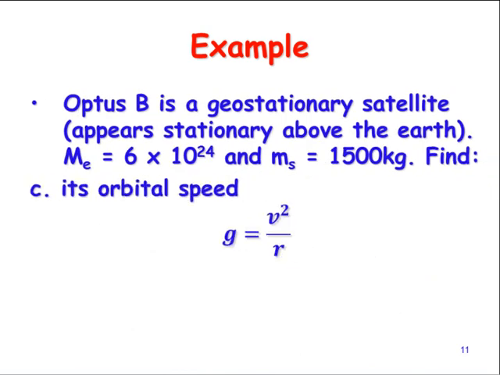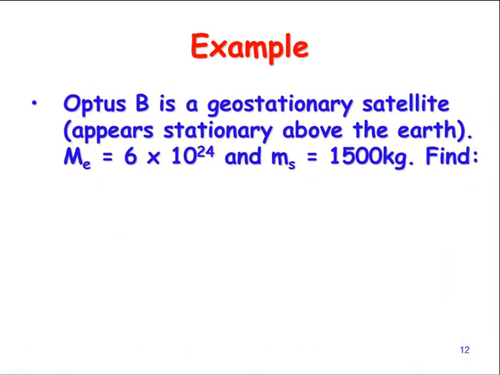Find the orbital speed. Well, g equals v squared over r, since g is the same as a. So substituting in and taking the square root, you have 3075 metres per second, less than half of what was required at a height of 20 kilometres above the Earth.